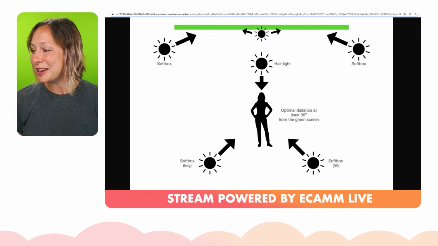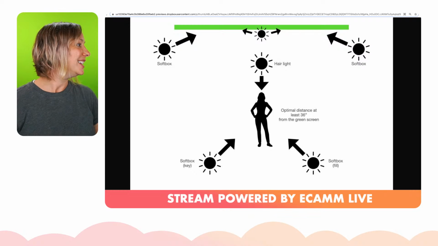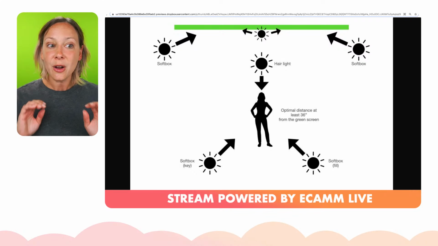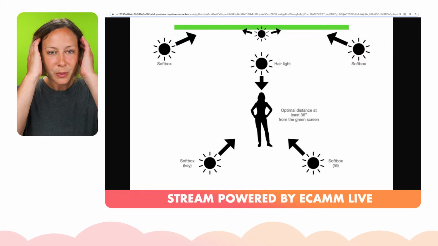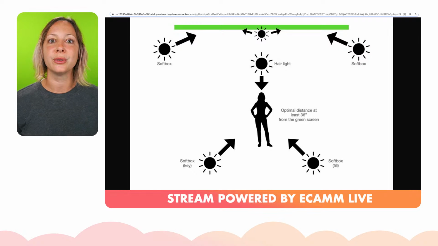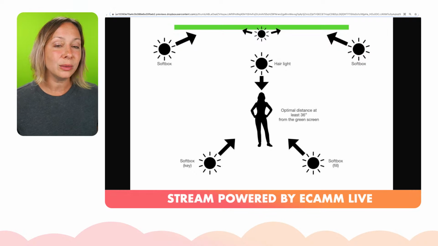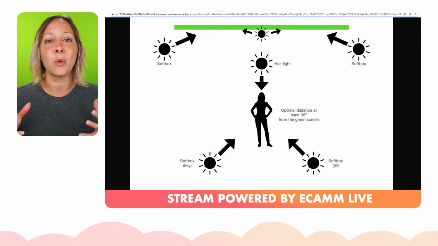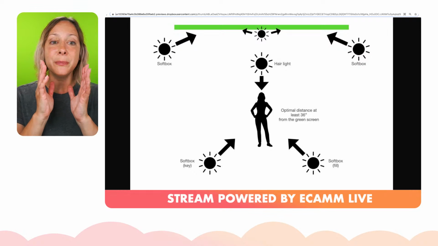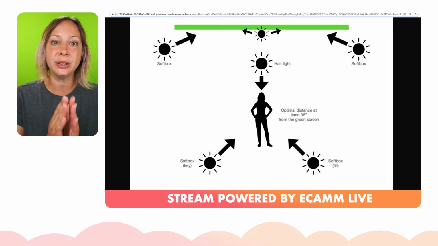So yes, I could put a hat on, which I did not actually grab, but I could do that as well, right? But I don't want to have to wear a hat, right? So we want to avoid having to wear a hat in order to get a good key. So, you know, you just got to work with what you have available to you. But this is the actual proper lighting.